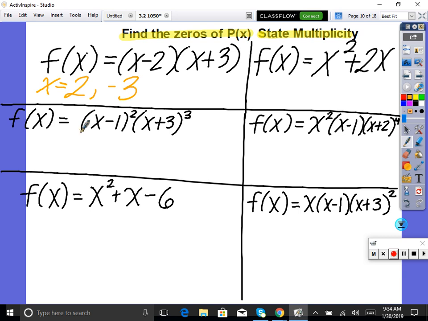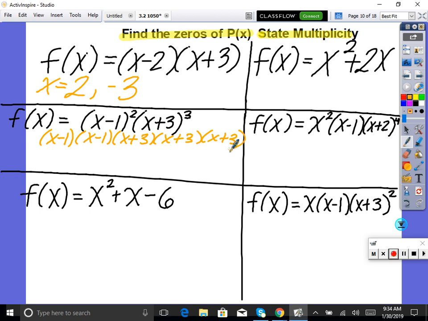Okay, let's move on to this one. Now, if we have x minus 1 squared times x plus 3 cubed, I always have people ask, should I multiply this out? No, finding zeros, we want it factored, don't we? So we want it as is. Technically, this is x minus 1, x minus 1, because there were 2 of them. We have x plus 3, x plus 3, x plus 3.